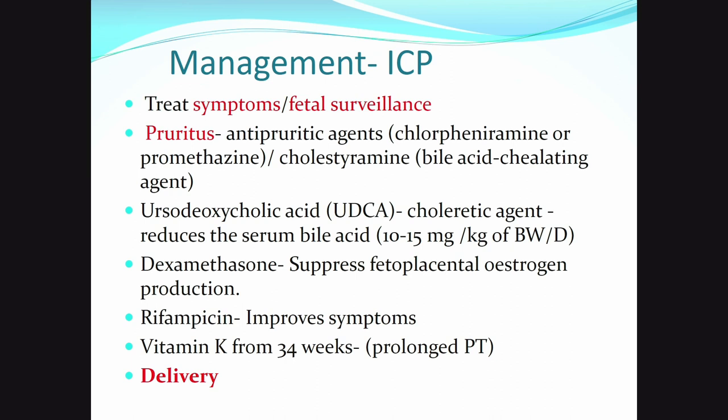Dexamethasone may be helpful as it represses the fetoplacental estrogen production. But when you start dexamethasone, we have to be careful about hyperglycemia in pregnancy. Some people use rifampicin in refractory cases. And if the clotting is affected, we may have to use vitamin K. But in intrahepatic cholestasis of the pregnancy, delivery at the correct time is the treatment of choice.